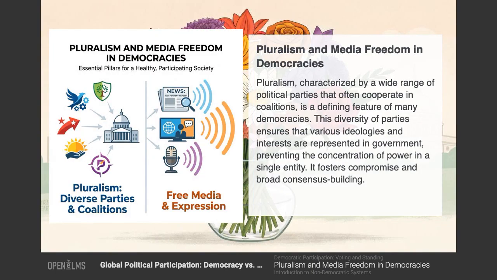Pluralism and media freedom in democracies. Pluralism, characterized by a wide range of political parties that often cooperate in coalitions, is a defining feature of many democracies. This diversity of parties ensures that various ideologies and interests are represented in government, preventing the concentration of power in a single entity. It fosters compromise and broad consensus building.